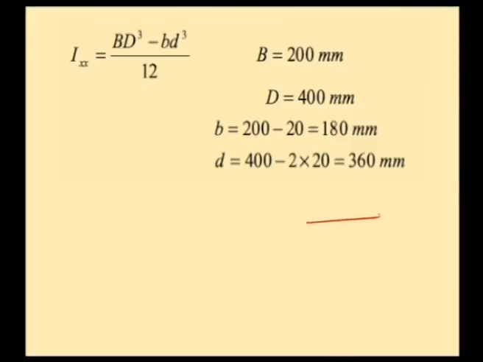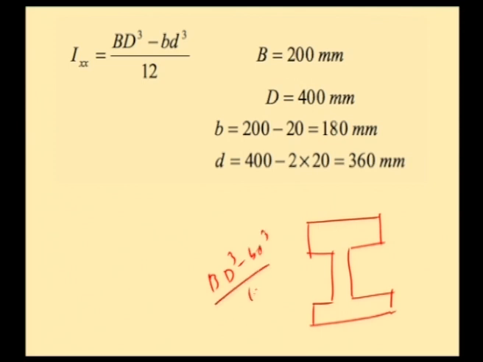And I xx, we know how to compute. We have already computed I xx of symmetrical I sections. We normally use the formula capital B D cube minus small b d cube by 12, where B is the overall width, D is the overall depth, small b is the summation of these two widths, and small d is the depth of the web.